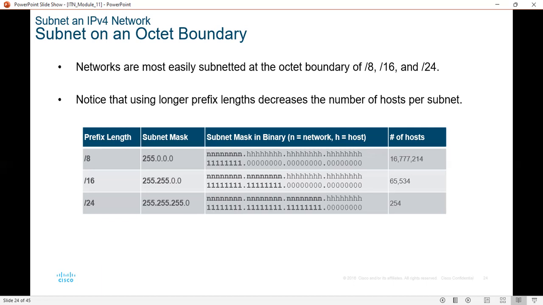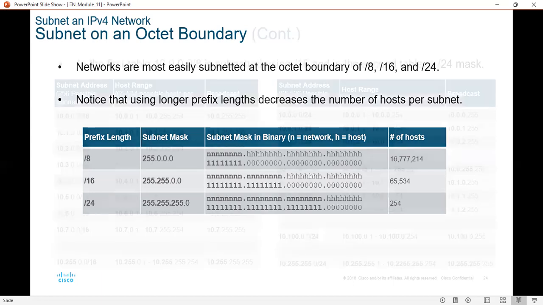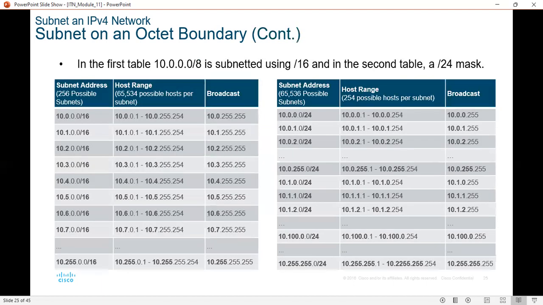But in some cases, you want to be more defined than this. You don't need 254 hosts. You don't need 60,000 hosts. You don't need too many subnets. So that's what classless has come to do, and that's what we are talking about, subnetting. So let's look at the first table: 10.0.0.0/8 is subnetted using /16.